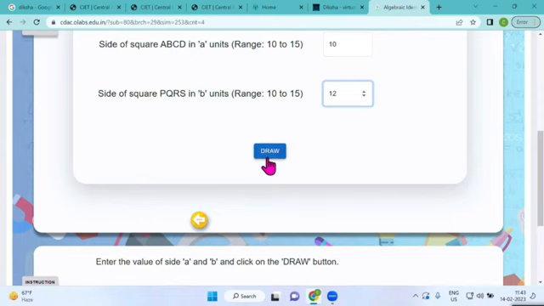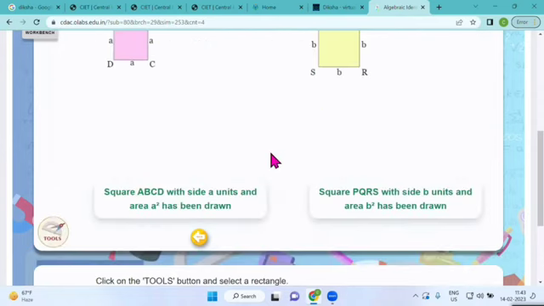Now we will click on the draw button. Now we have two squares, with sides A units and B units. We can see that the square ABCD with side A units has area A square, and the square PQRS with side B units has area B square.